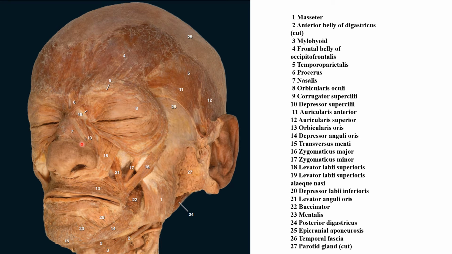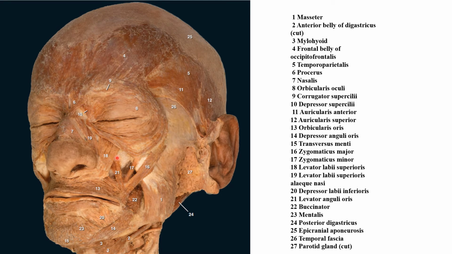The procerus produces transverse wrinkles across the bridge, or the root, of the nose, as in frowning when we are doing certain movements. Whereas the nasalis helps to dilate the nares. It acts here, and it dilates the anterior nasal aperture in deep inspiration.